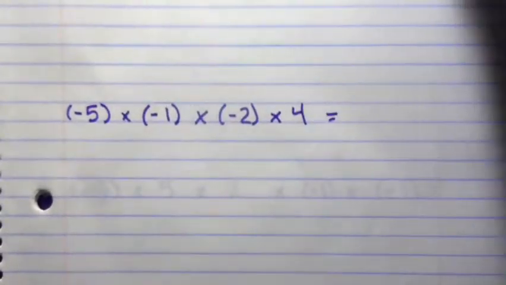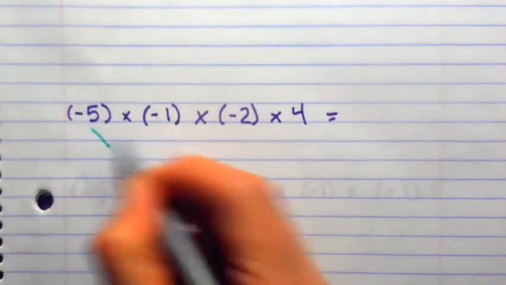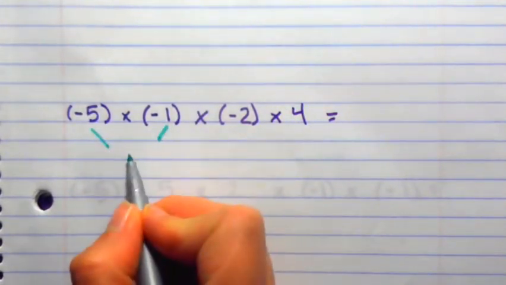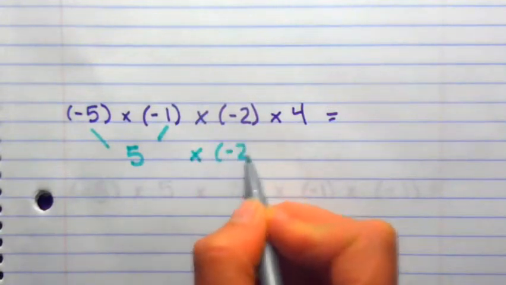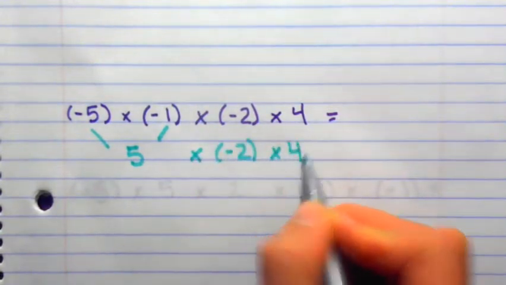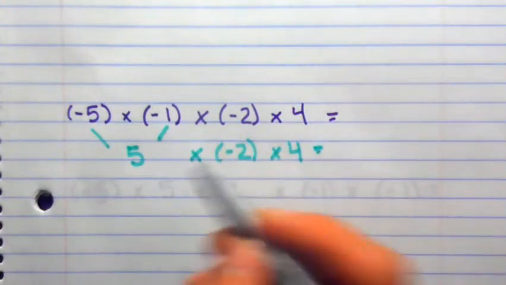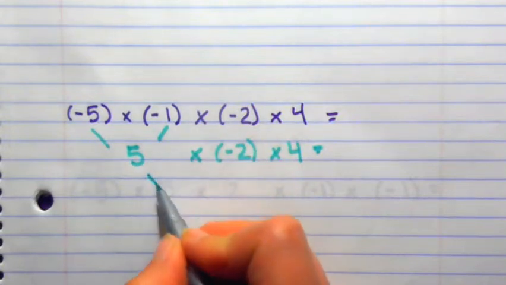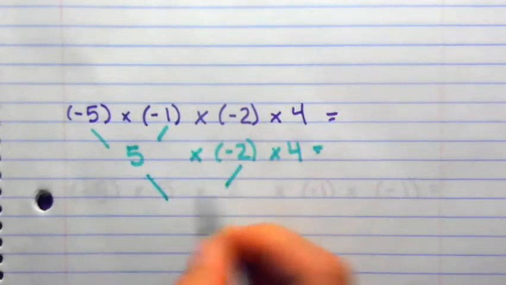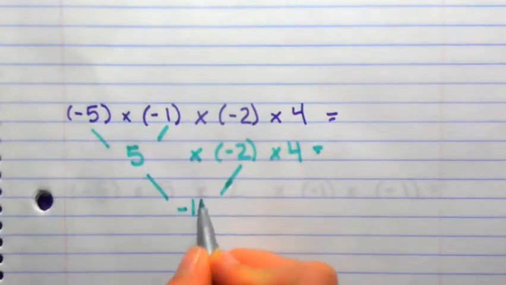Same thing on this next problem. We've got 4 numbers to multiply. I'm just going to start with the first two. -5 times -1 is 5. Drop down everything else. If you try to do too much of this in your head, that's where mistakes happen a lot. So at least for right now, it's really good to practice just going step by step. +5 times -2. The signs are different. My product is going to be negative.